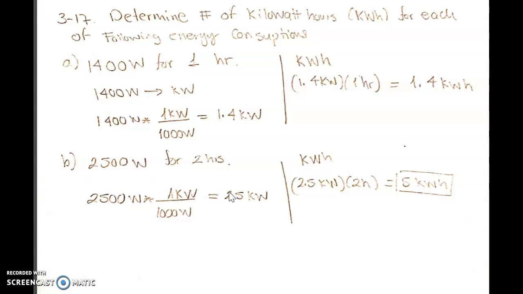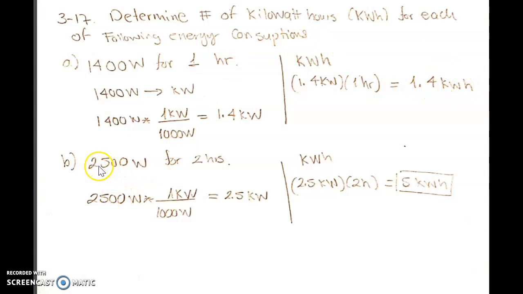Problem 3.7 says determine the number of kilowatt hours for each of the following energy consumptions. So we have 1400 watts for 1 hour. So how many kilowatt hours am I going to use? The first step, I have to take the 1400 watts into kilowatts, and by doing that I use this conversion factor, knowing that 1 kilowatt has 1000 watts, so I get 1.4 kilowatts. I multiply it by the time, which is 1, so I get 1.4 kilowatt hours.